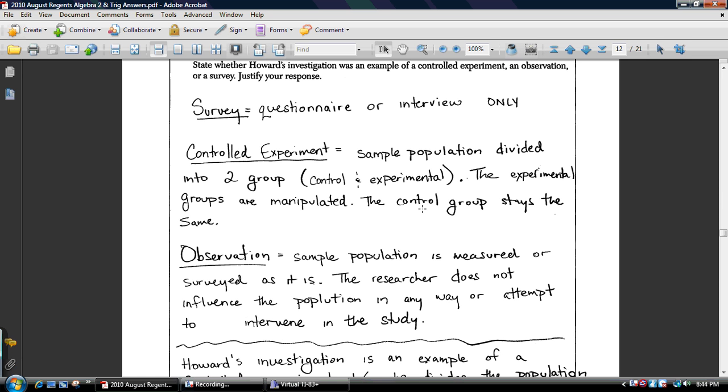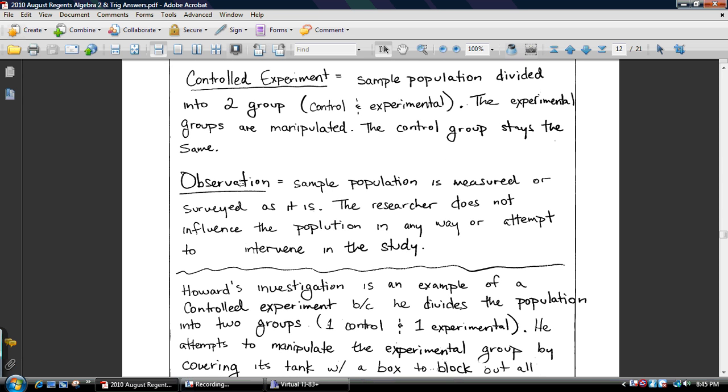To give you some base marker as to how your manipulations changed the group. In an observation, the sample population is measured or surveyed as it is. You can't change things. You can't divide them up into groups. You can't have a control and experimental. Those are clear markers of a controlled experiment. Literally, control experimental, controlled experiment. Okay, so the researcher does not influence the population in any way or attempt to intervene in the study.